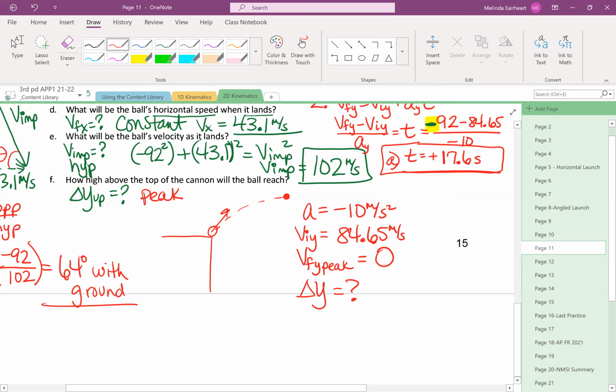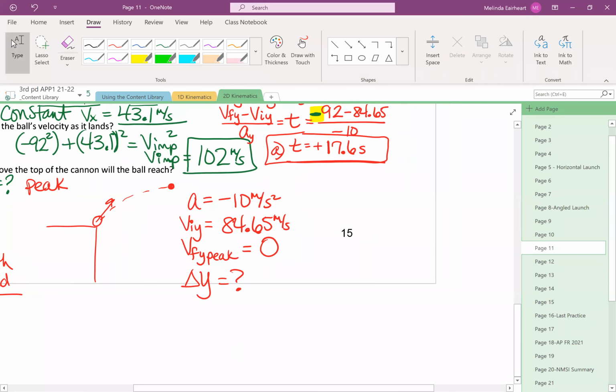Now, true story, I could say initial vertical position is 65 and solve for the max height, but that would all be relative to the ground. You'd have to subtract out that 65 to get your final answer. I'm just taking a displacement approach. Notice I do not know the time up. Sure, I could go find it. Or what equation can we use without time?